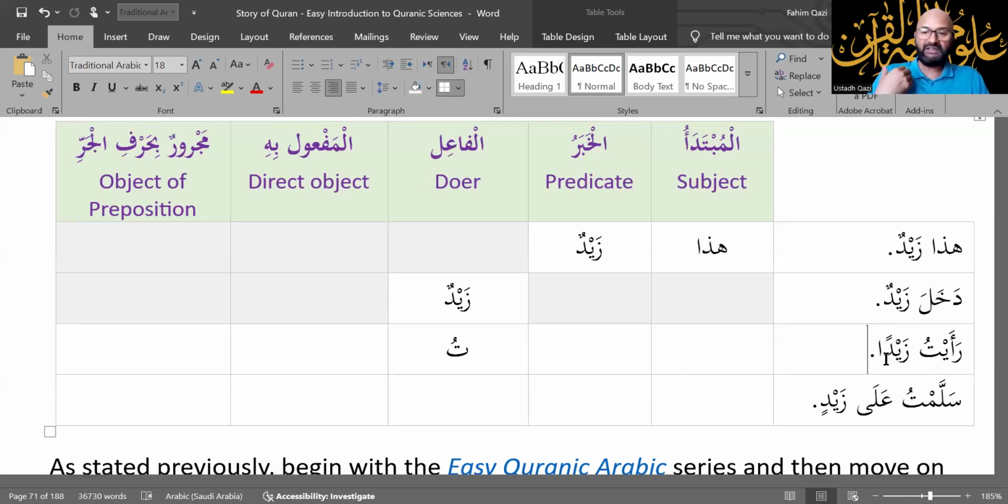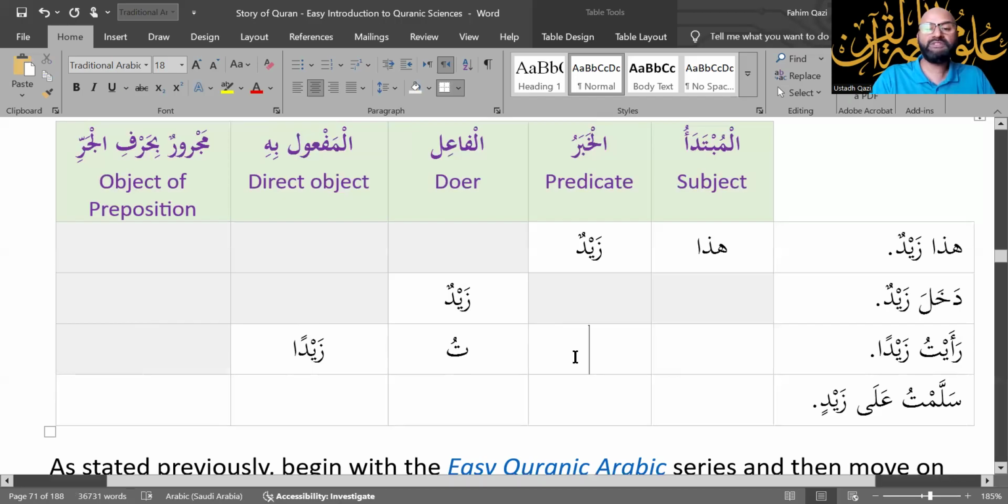I am the seer, so I'm the doer. Zaydan is receiving the action of me seeing him, so he's the one who is being seen. So that's the object, maf'ulun bihi. And I'll put that here. And notice the ending, and that's important because that fatha tanween ending is a sign. Alamatun nasb is a sign of the state, which is nasb state, which is given to the object, maf'ul bihi, and it's also given to other grammatical functions, which we obviously are not going to get into.